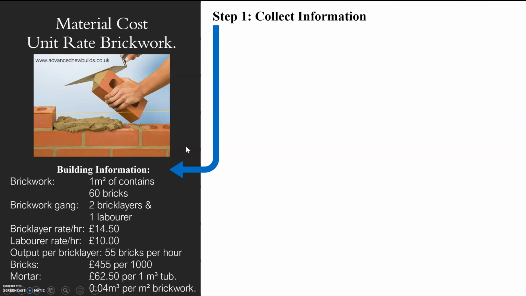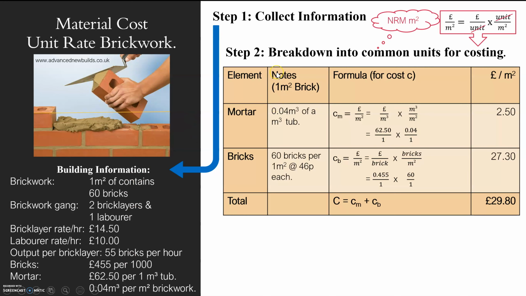So I've collected all my information about bricks that I know so far. I've then got to think about how to break it down into common units for costing. Now, if you look at this equation here, I've got pounds per metre squared. That's my end game. The reason I've got metre squared is because if I look at my new rules of measurement, it does say that we measure in metres squared. So when I'm going to my bill of quantities and do my final cost, my cost will be pounds per metre squared. So how do I work that out?